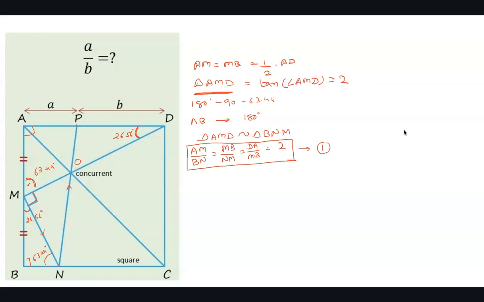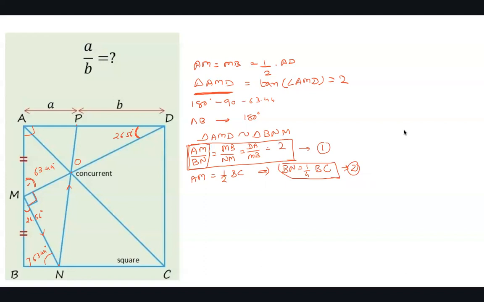Now, this also tells us something more. AM over BN is 2. So what does it mean? AM is already half of all four sides. So it is half of BC. And BN is half of that. So the important realization right now is BN is nothing but 1/4 of BC. Let us call this result number 2.